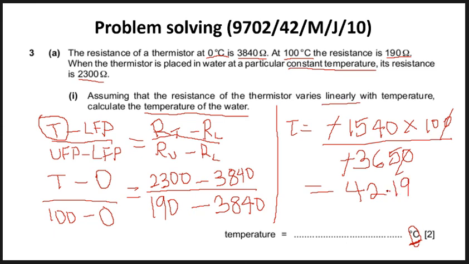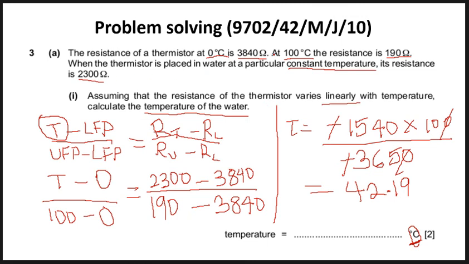42 point, don't forget that is a dot here, so 0.19 degrees Celsius. But you can't just leave your value like this. In Cambridge, they are expecting you to consider the highest significant figure. So when you are approximating, you have to consider the significant figure right there.